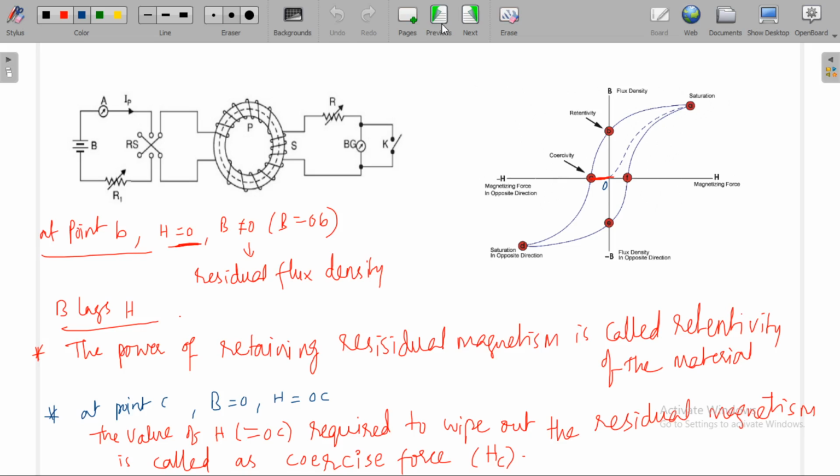Here we use a ballistic galvanometer for the measurement of flux. You can also use a flux meter. This can be used to increase or decrease the current in forward or reverse direction. This is the reversal switch.